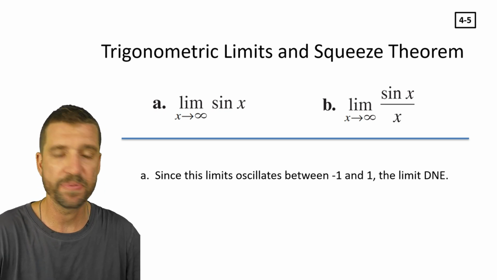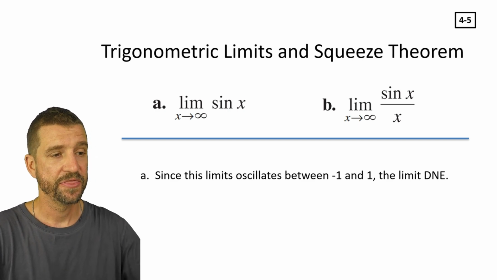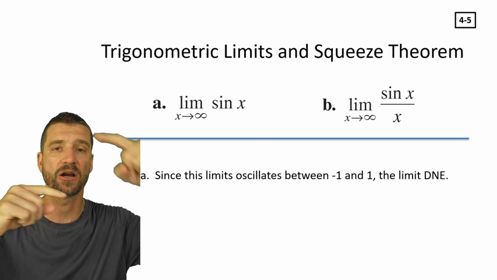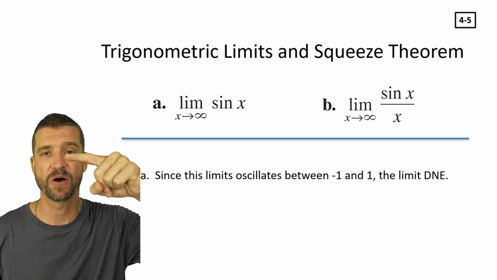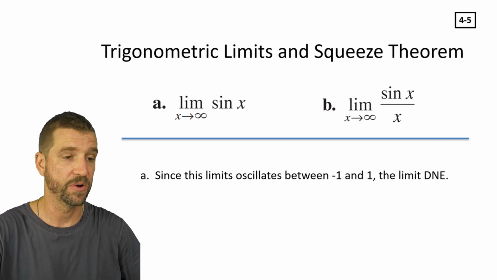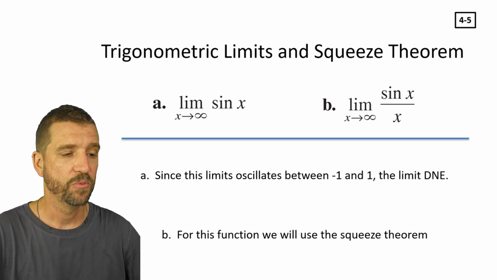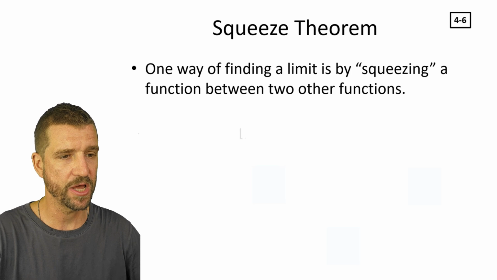The second one, part B, you've already seen. The top oscillates, but because that bottom is becoming bigger and bigger, it's making that oscillation smaller and smaller. So we say that that one equals 0. But I'm going to show you how to prove that with the squeeze theorem, okay? So, squeeze theorem for this one.